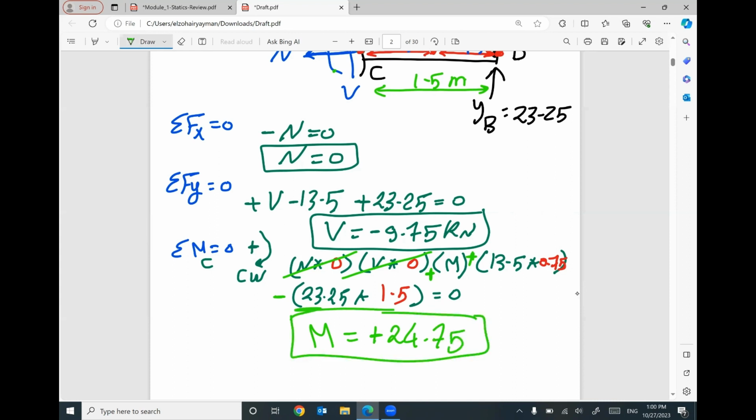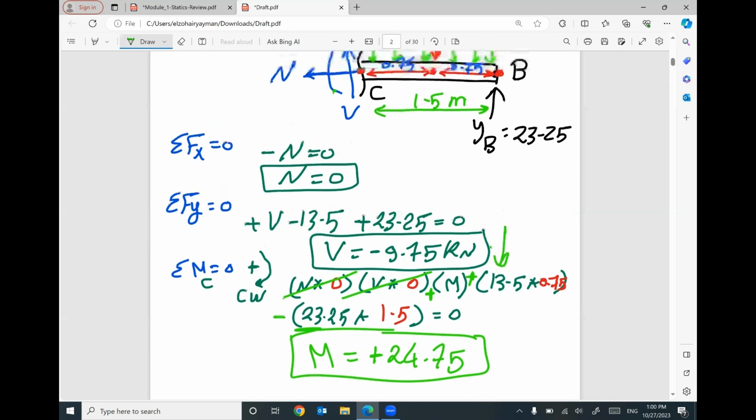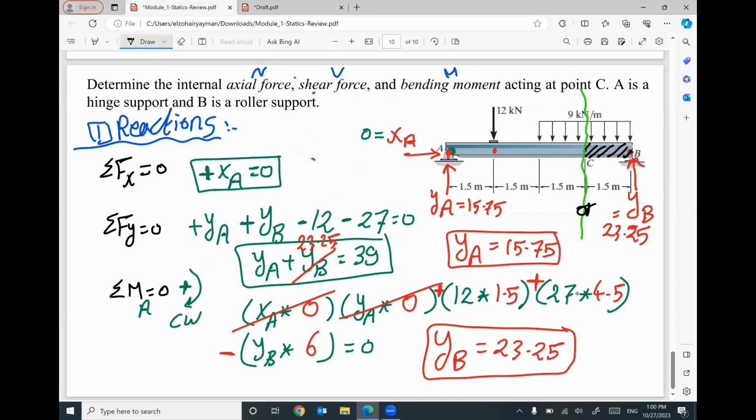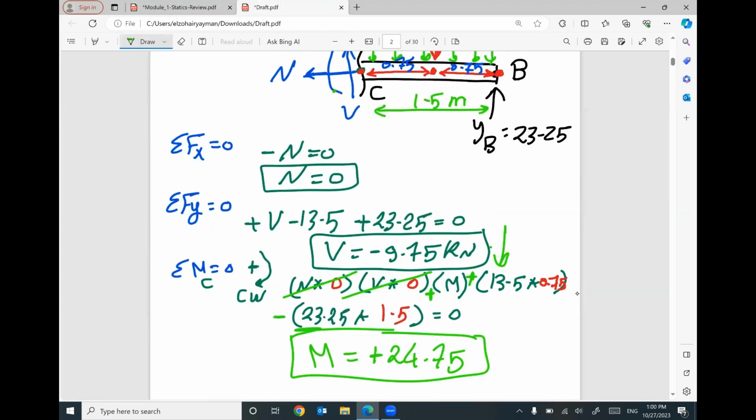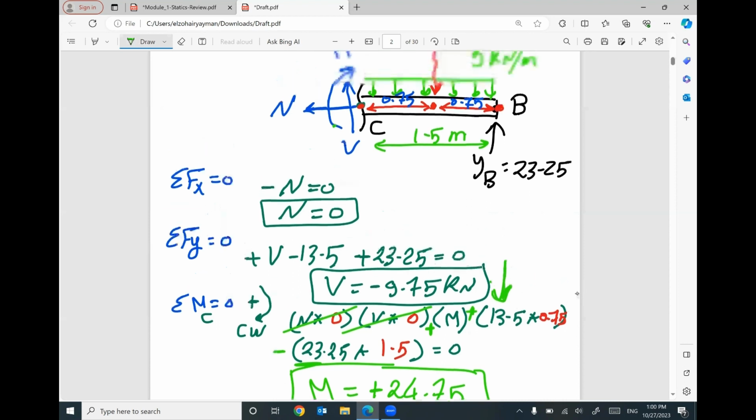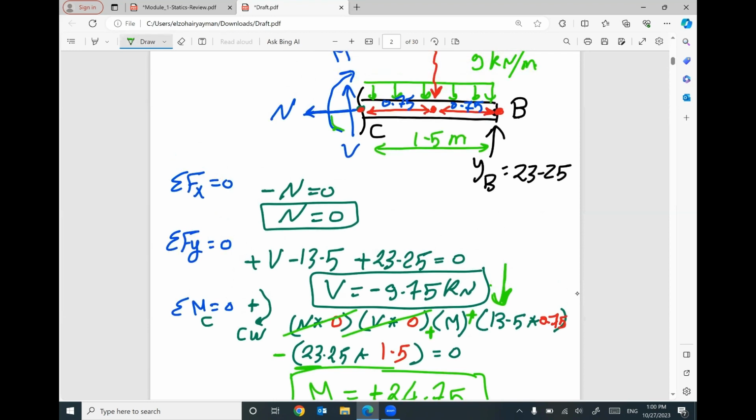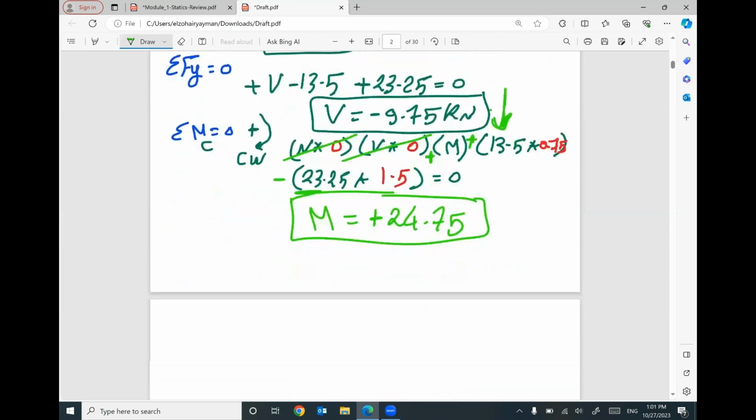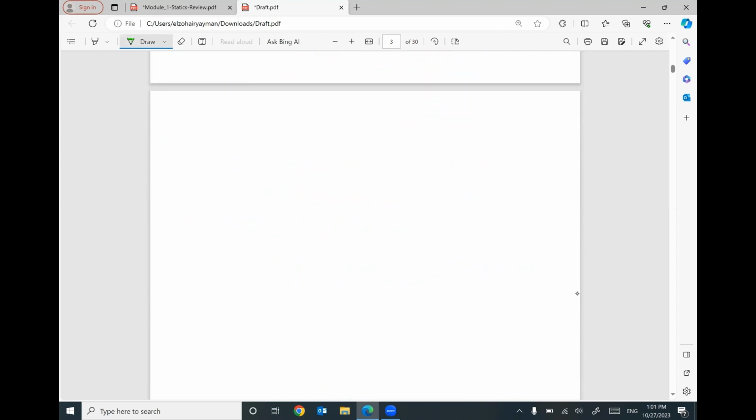Positive means your direction is correct. Negative means the shear should be down. So by the end, I can say the axial force at this point C in this beam equals 0. The shear force is 9.75 going down, and the bending moment 24.75 rotating clockwise like you did. Does that make sense? We have another example.